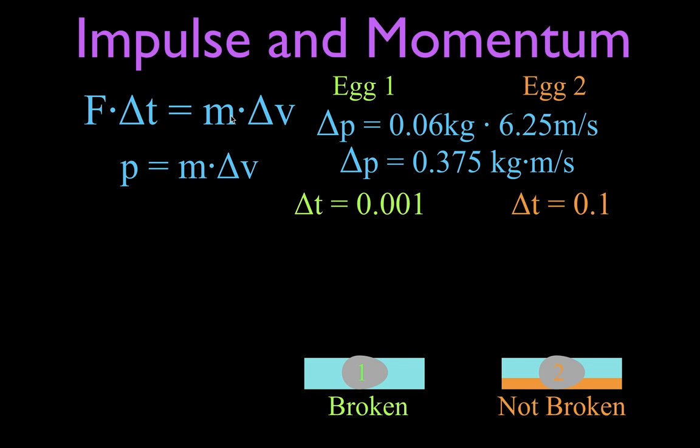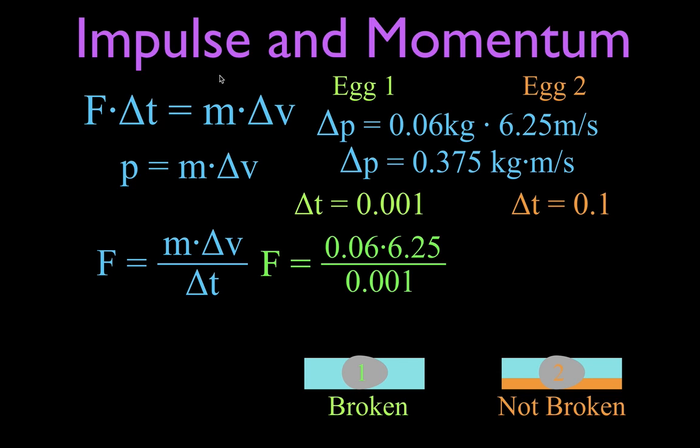All right, now we can use this equation. We use the momentum equation to determine that the momentum is the same. But now we can use this equation and we're going to determine the force. What is the force that each egg feels from the floor when it stops? So I'm going to take this equation and rearrange it to solve for the force. All right, and you can see at the top we have the momentum and here we have the change in time. Okay, this is our momentum impulse equation.